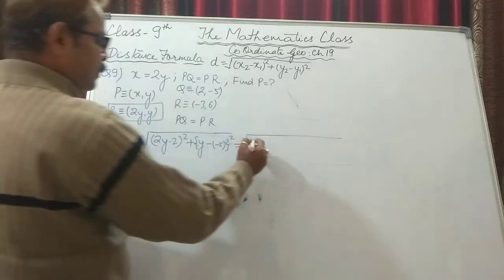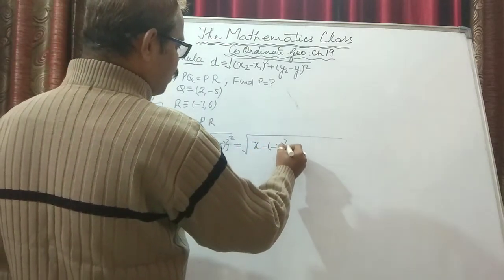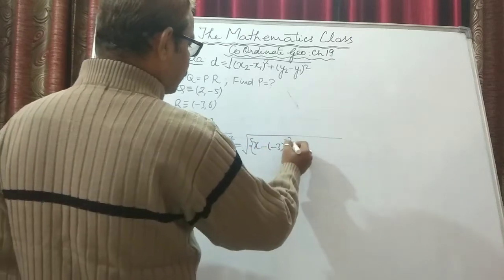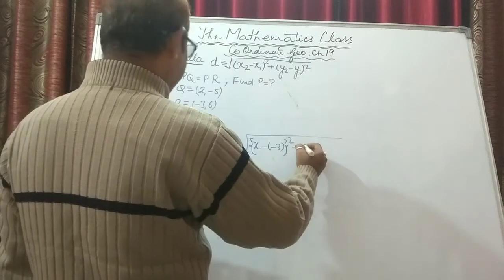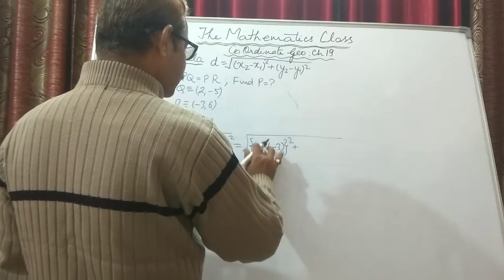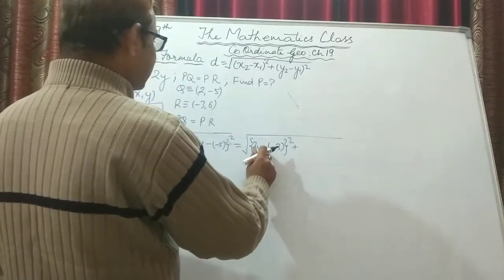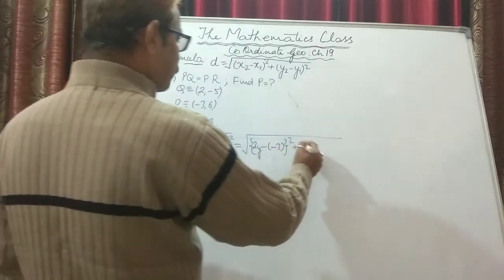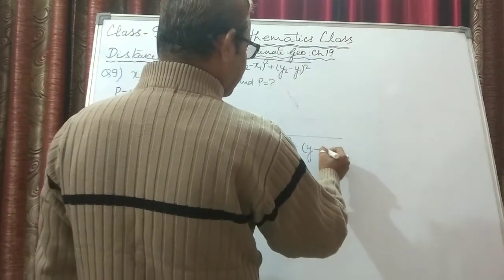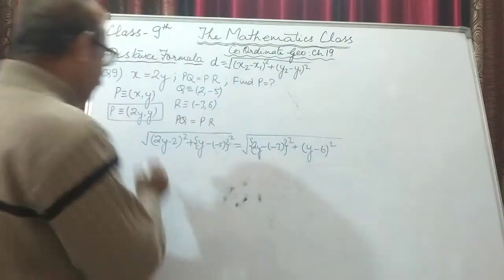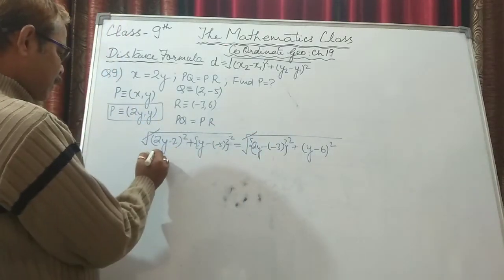So (x − (−3))² + (y − x)², later on I am putting 2y in place of x. I am writing 2y: (x − (−3))² + (y − 6)². Now squaring both the sides, the roots will cancel. When you open this, it will be a square.